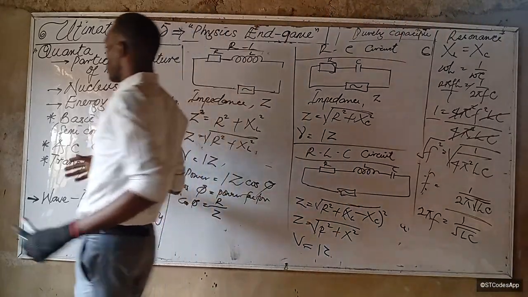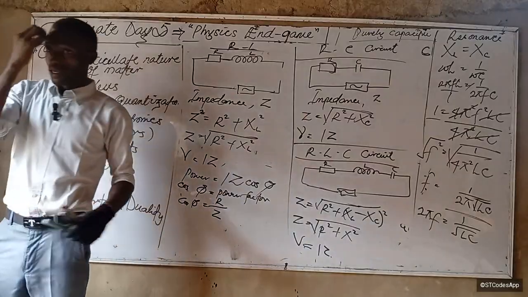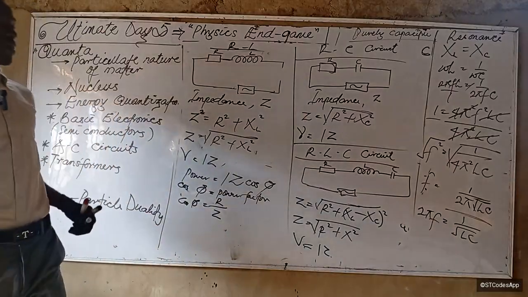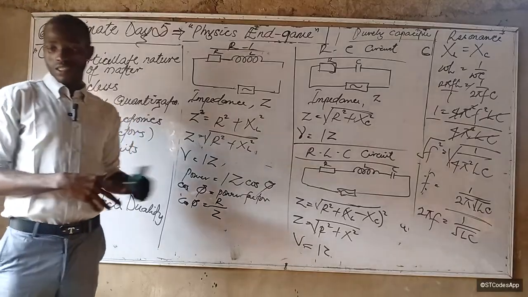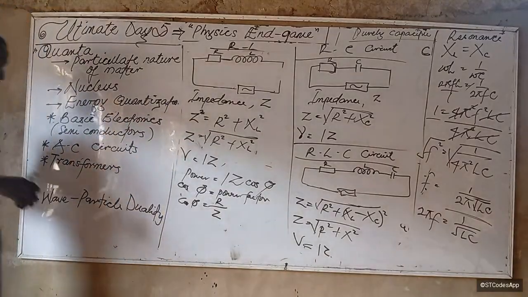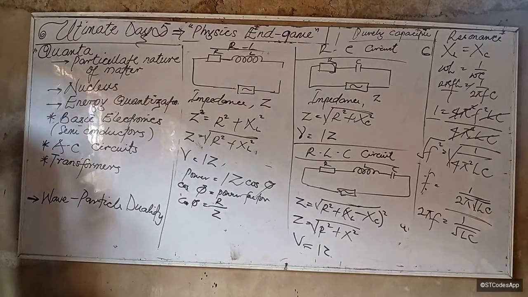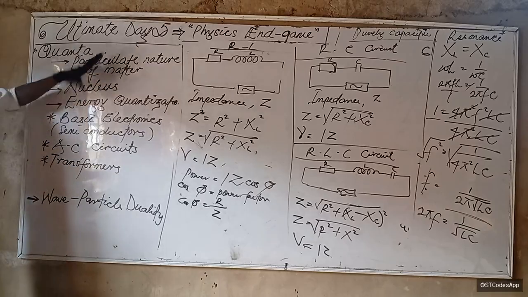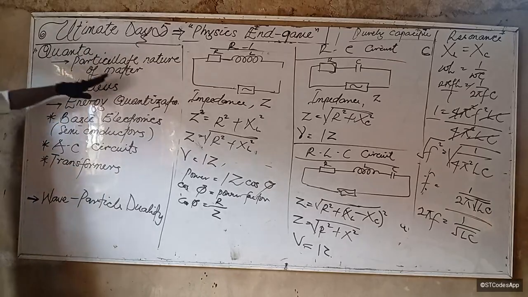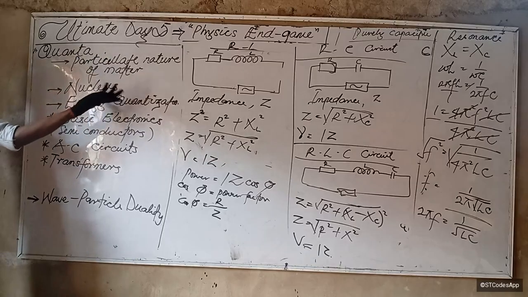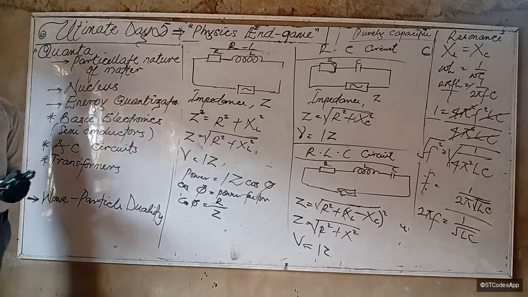Now let's go to basic electronics. We are typically considering semiconductors. Have you written these topics? Alright, so we're going to start from the particular nature of matter. Let's start from the nucleus and just the overlap. So we can go from here to this, then energy quantization and wave duality.